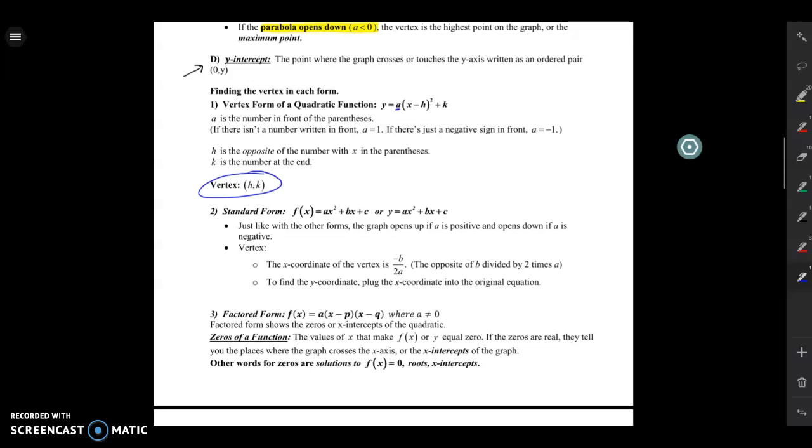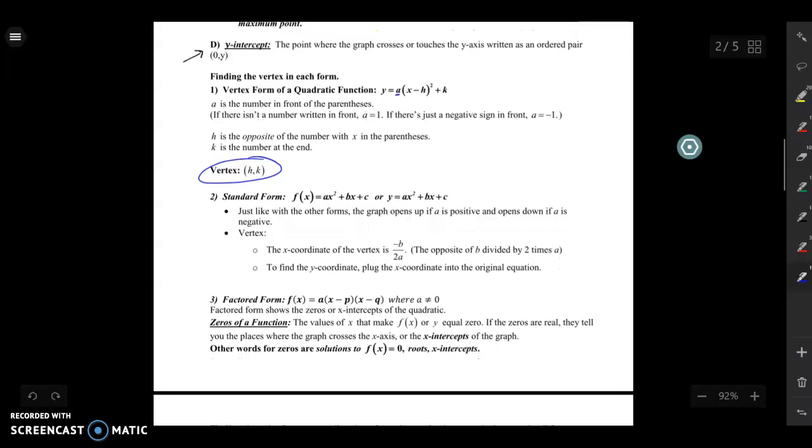Okay. All right, so standard form. Again, it's easy to figure out if it's opening up or down. If a is positive, it opens up. If a is negative, it opens down. The vertex is a little bit more complicated to find. You figure out what a, b, and c are, and then the x-coordinate is negative b over 2a. You take whatever b is, make it negative, and divide it by 2 times a. That's going to be your x-coordinate. To figure out your y, you take that x value and plug it back into your equation. Don't worry, we're going to do examples of this.